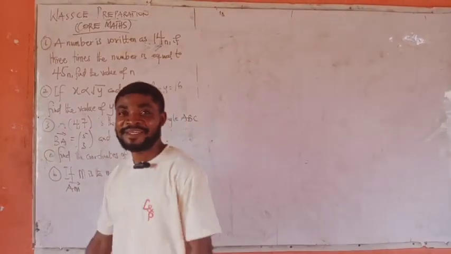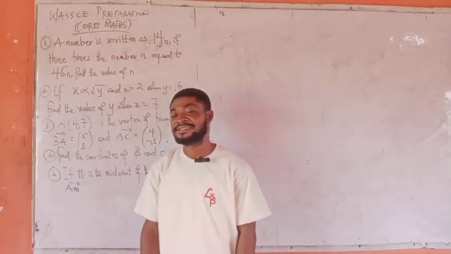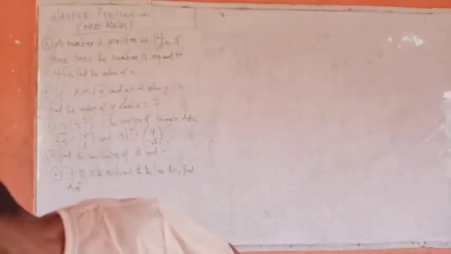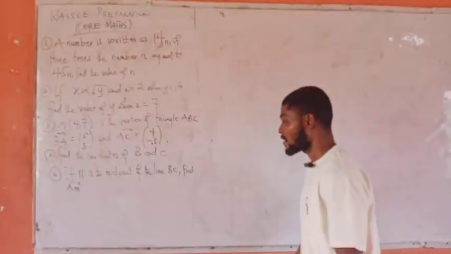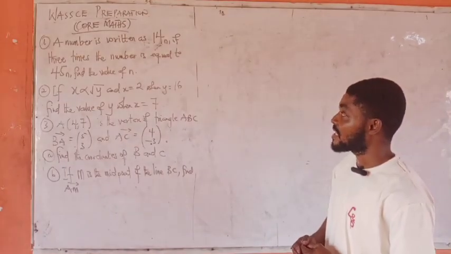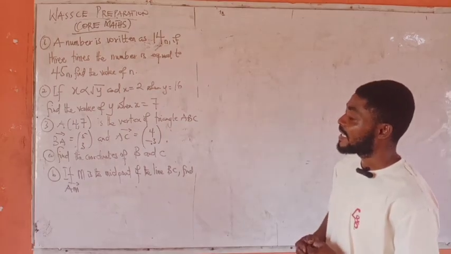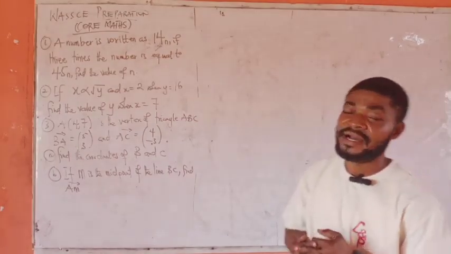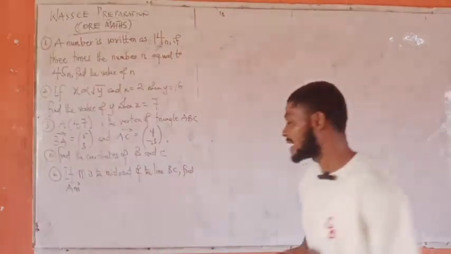Alright, we are finally here for the core mathematics edition of the WASSCE preparation 2026, and I have three questions for the core math students. The first question reads: the number is written as 14 base n. If 3 times the number is equal to 45 base n, find the value of n.